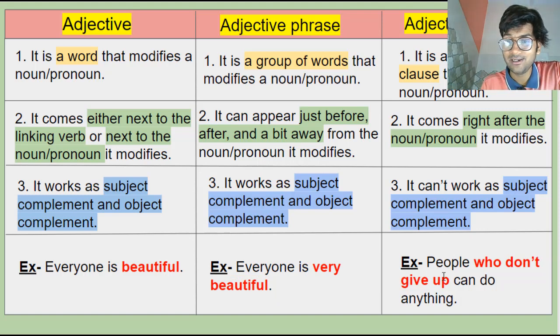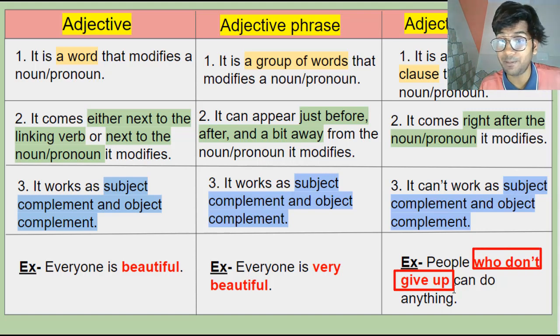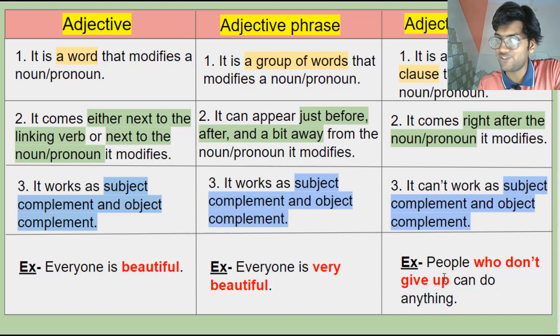Adjective clause, people who don't give up can do anything. Which people? There are so many people. I mean, can all the people in the world do anything? No. People who don't give up. I'm talking about these specific people. So who don't give up is the adjective clause that's modifying the subject, the noun people. Which people? Who don't give up can do anything, right? So this is an adjective clause.